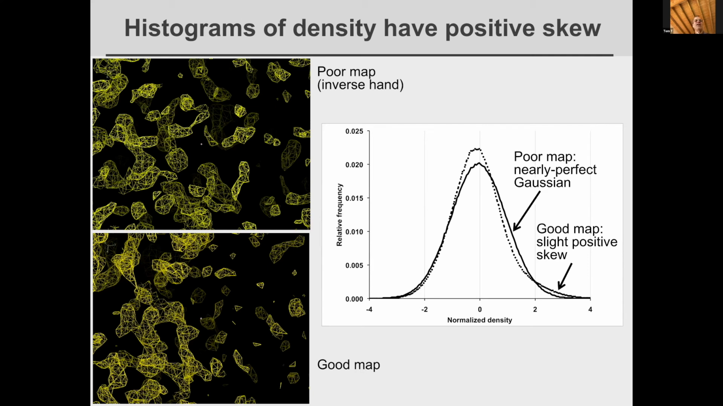And you can't really tell that well by just looking at them. But if you calculate the skew of each of these, the poor map has an almost perfect Gaussian. It's symmetrical. And the good map has a slight positive skew. That's the one with the dotted lines. That's coming from the fact that the good map has high values that are right on top of the atoms and no very low values. And the bad map is basically random.